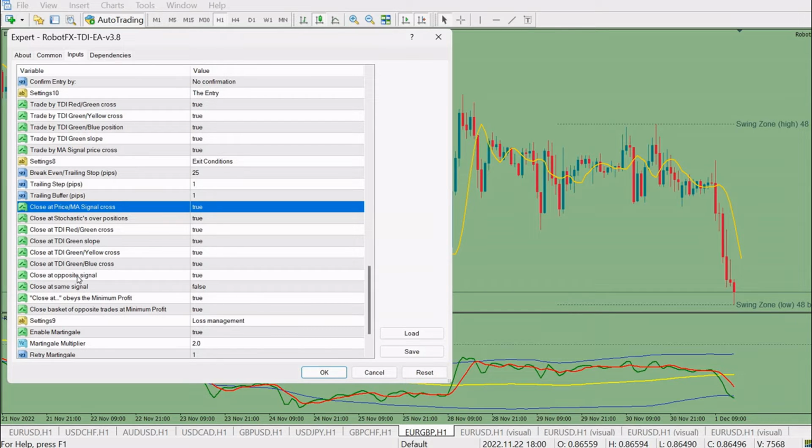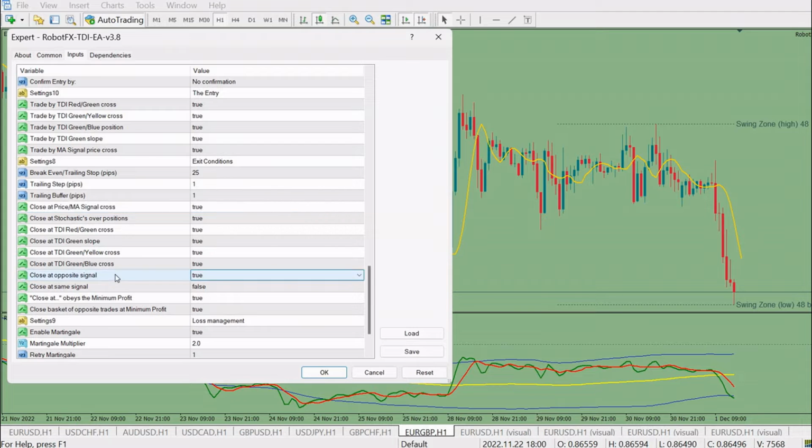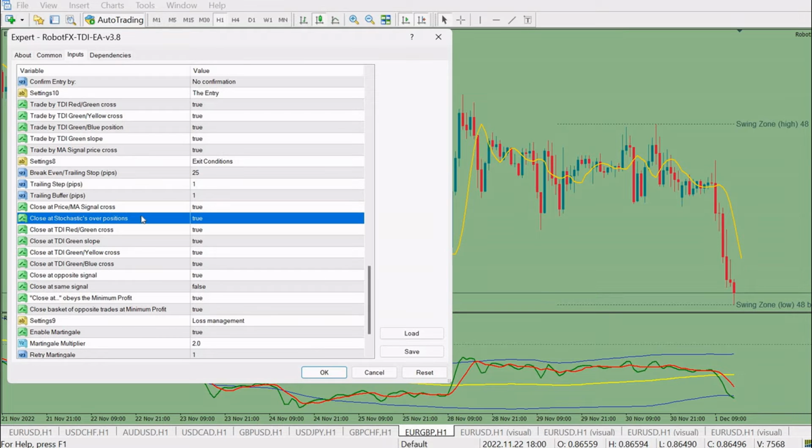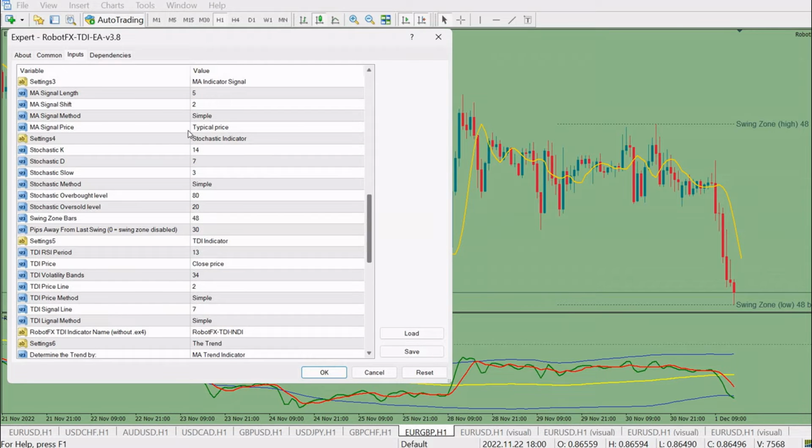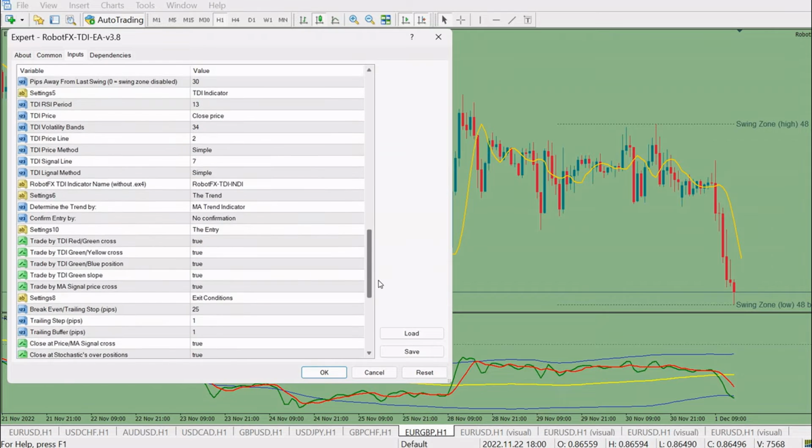And there is also the possibility to close at opposite signals if set to true, and to close depending on the stochastic's overbought and oversold positions. So if you are selling and then it's oversold, the expert advisor will close the trade. If you are buying and then the stochastic is in overbought, the expert advisor will close that trade. Again, the settings for the stochastics are the same that you enter right here.